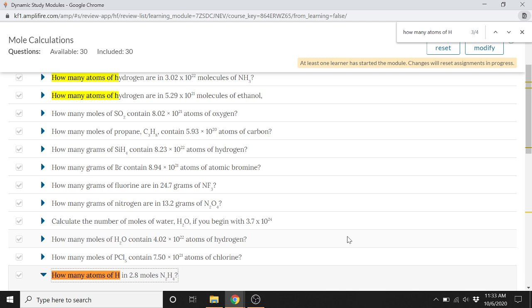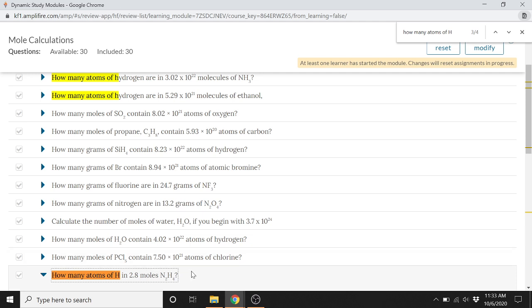So let me ask you this. If you have 1 mole of this molecule, how many moles of hydrogens would you have? Not 2, but 4, right? So if you have 2.8 moles of it, you would have 4 times that, right? See, for every molecule, which is the package, you have 4 hydrogens. Okay? For every molecule, you have 2 nitrogens and 4 hydrogens.